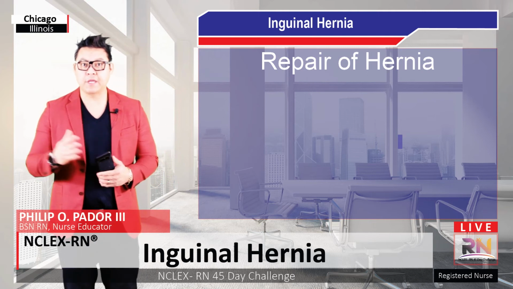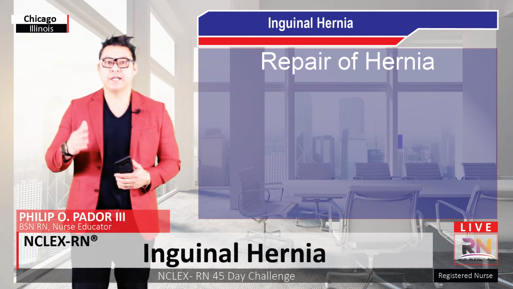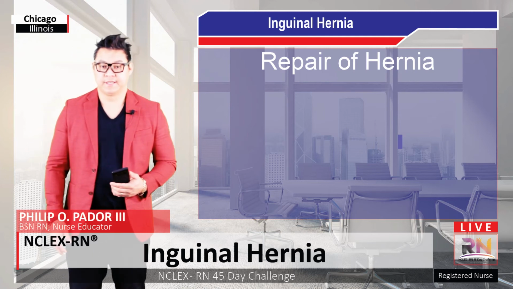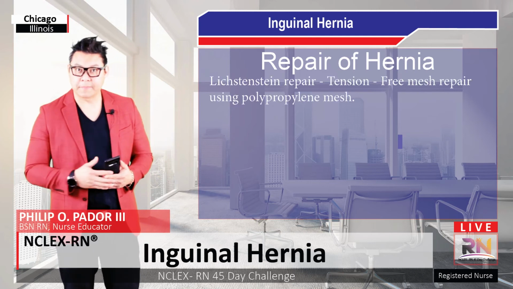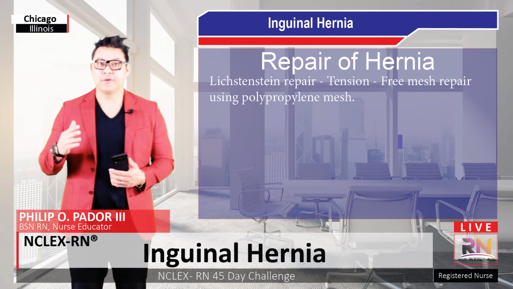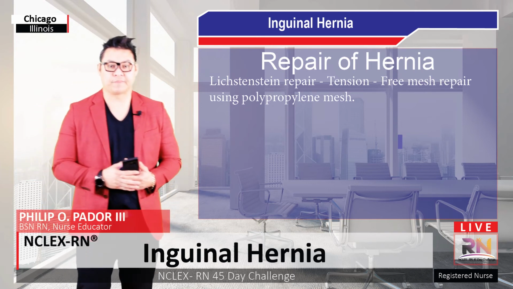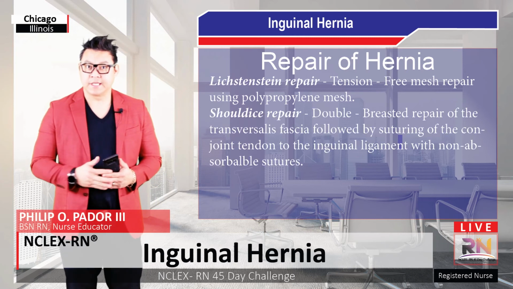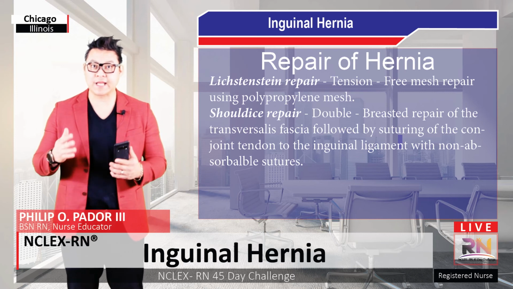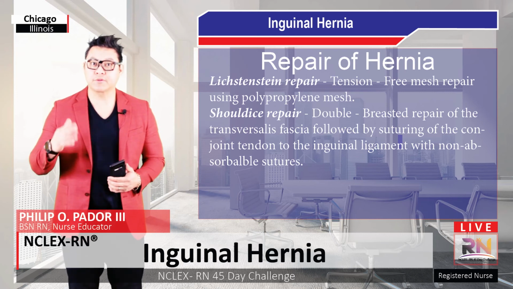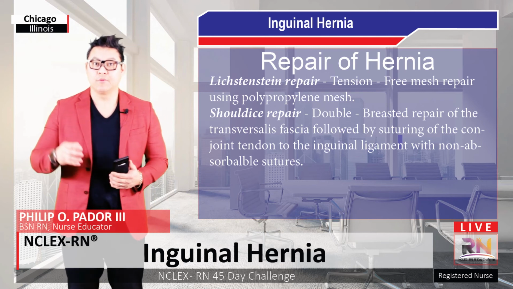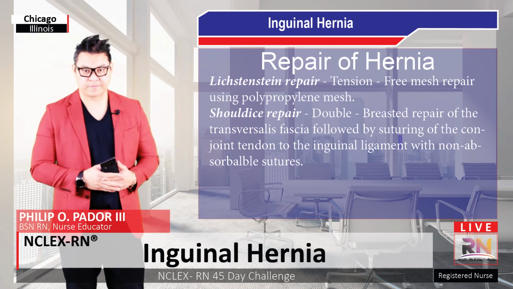Methods of repair of inguinal hernia. There are three accepted methods of repair of inguinal hernia. First, Lichtenstein repair. This is a tension-free mesh repair using a polypropylene mesh. Second is the Shouldice repair. This is a double-breasted repair of the transversalis fascia followed by a suturing of the conjoint tendon to the inguinal ligament with non-absorbable sutures.